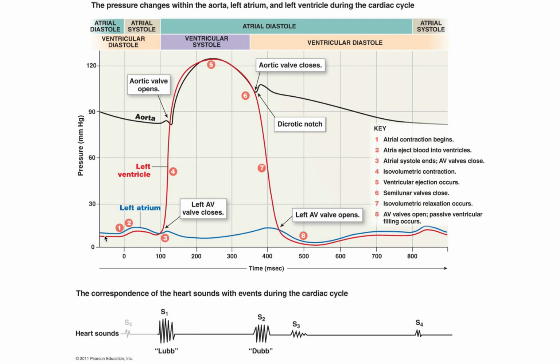So we'll start here. At the start, the pressure in the ventricles is lower than the pressure in the atria or the aorta. So at this point, all 4 valves are open. Both the AV valves and the semilunar valves are open. Then at this point, the ventricles start to contract.